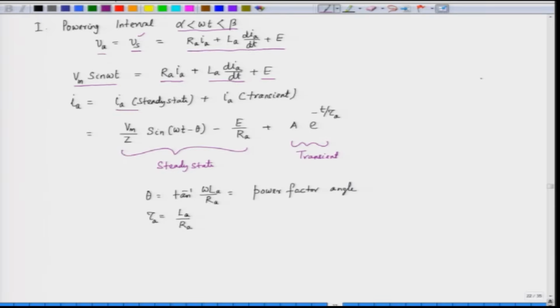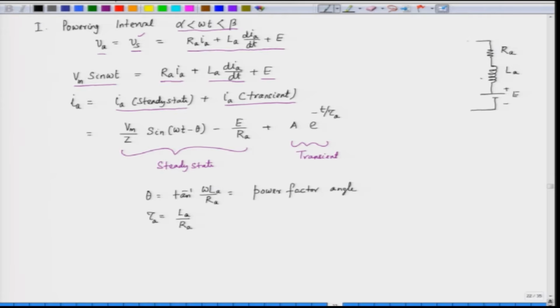One is a steady state component, the other is a transient component. So, the solution of this equation has a steady state component and also a transient component, and the steady state component has these two terms, Vm by Z sin(omega t minus theta), because we have a circuit which has an armature resistance, inductance and a back EMF.